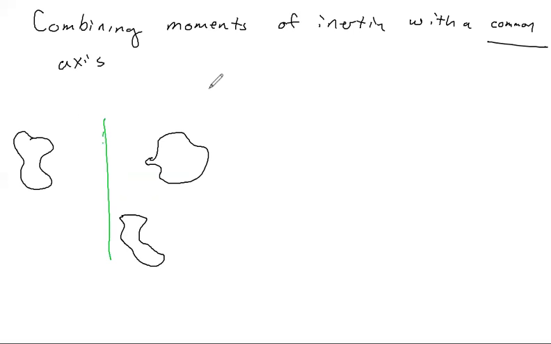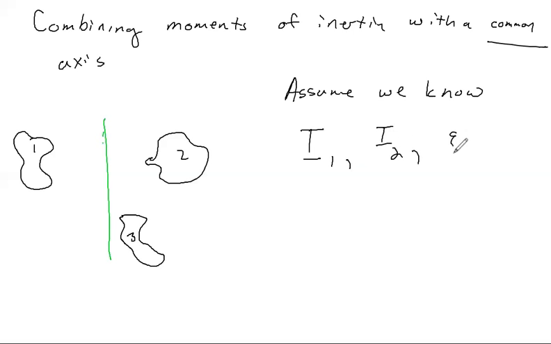So let's label these as 1, 2, and 3. Assume we know the moment of inertia I1 about this axis, I2 about the same axis, and I3 about the same axis. So we know those numbers, and we want to know if we rigidly rotate all of them together, we synchronize their rotation so they move rigidly, what is the total moment of inertia?